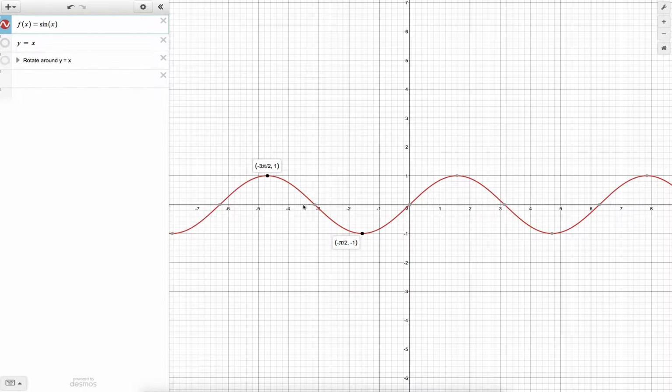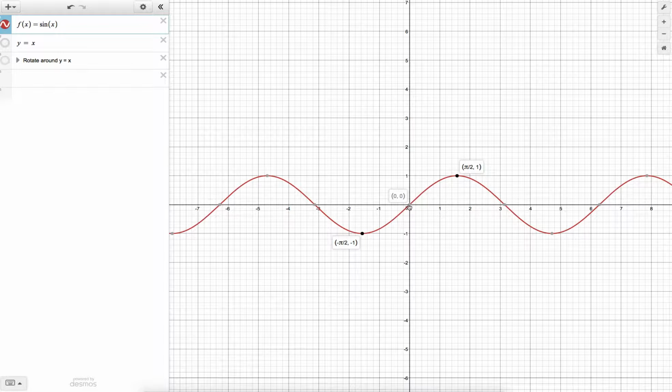Now, this isn't the piece that we're going to choose. We're actually going to choose this piece over here. We're going to start at -pi over 2, and we're going to go all the way up to pi over 2. There's a couple reasons why this piece right here is nice.